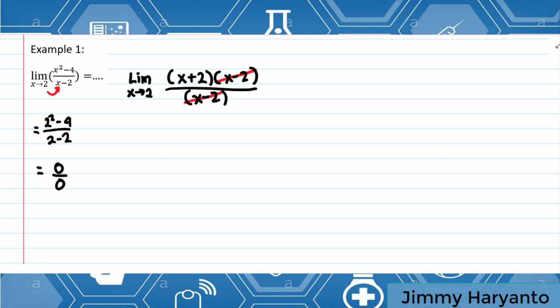After I cross out the x minus 2, I will try to substitute the x again one more time. When you substitute the x, you can remove the limit notation. So 2 plus 2 equals 4. There you go. Not 0 over 0 anymore. The answer is 4. So for this question, the value of the function will approach 4. Not equal to 4 but approaching 4.